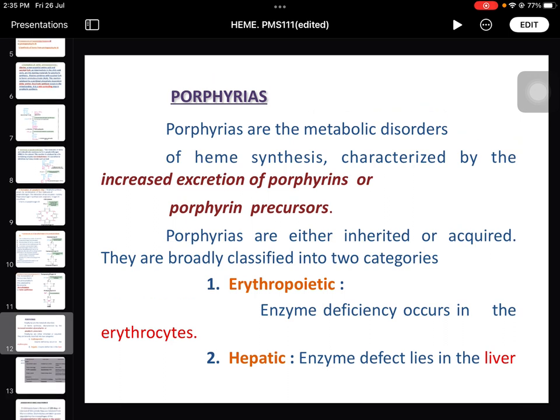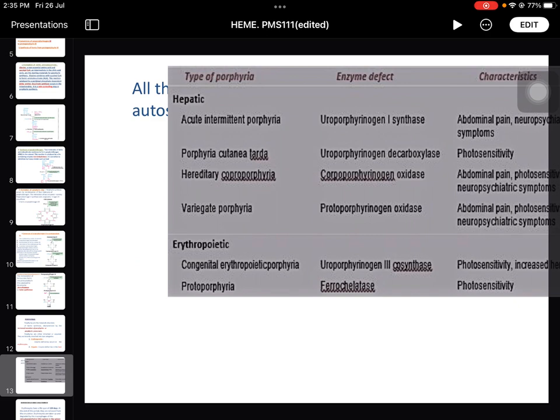We can see there are 5 diseases normally. Of course, we can consider hepatic as 4 and erythropoietic as 2. Hepatic porphyria, in this type, acute intermittent porphyria, which is a defect of the enzyme uroporphyrinogen 1 synthase, can cause symptoms like abdominal pain, neuropsychotic symptoms, etc.